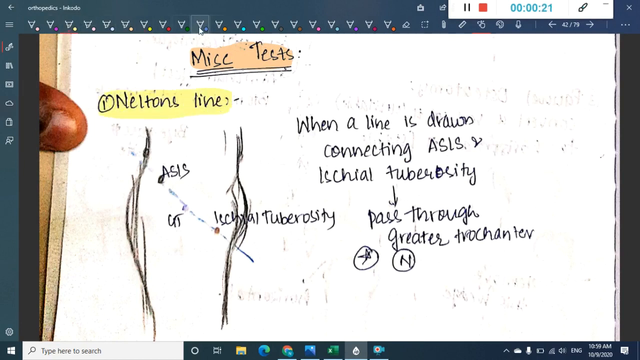So what is this Nelaton's line? Here a line is drawn connecting the anterior superior iliac spine to the ischial tuberosity. If this line passes through the greater trochanter, then we call it Nelaton's line.